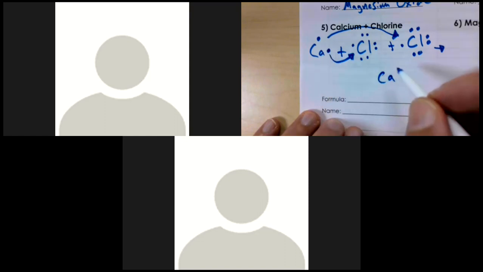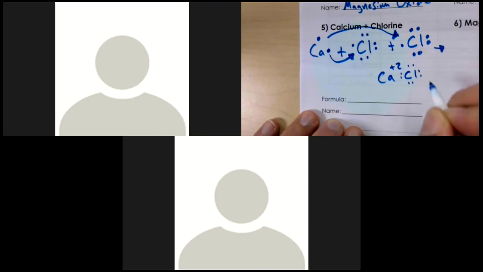Now this one's going to be a little bit different in what it looks like at the next part. So I'm going to draw my little arrow. I'm going to do it underneath so I have a little bit of room. Okay. So now I'm going to draw calcium in the middle. Calcium lost 2 electrons, so it has a +2 charge. I'm going to draw chlorine on one side with 8 dots, and a chlorine on the other side with 8 dots.